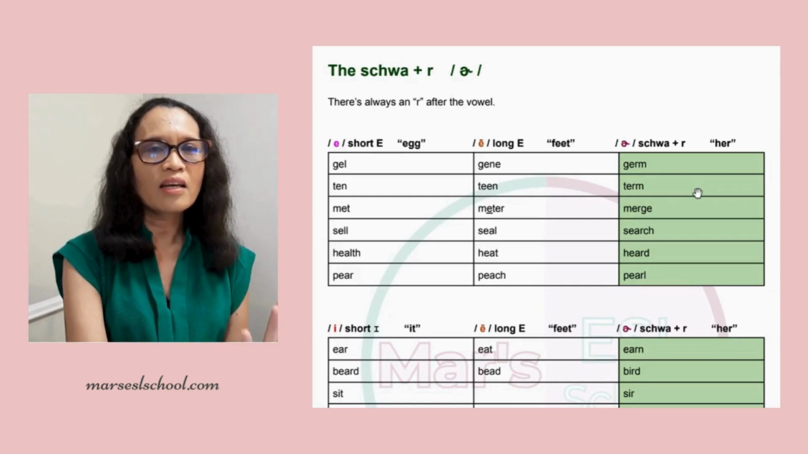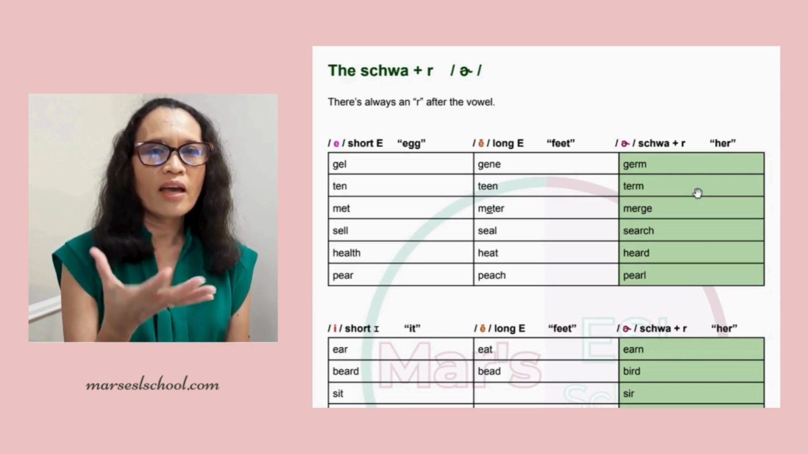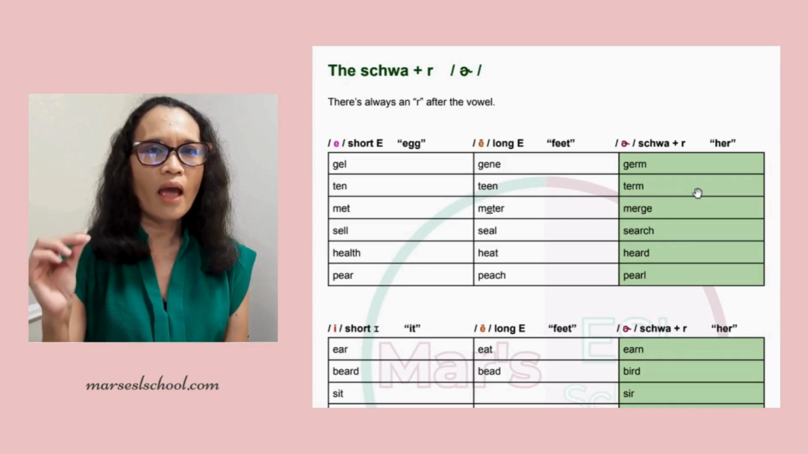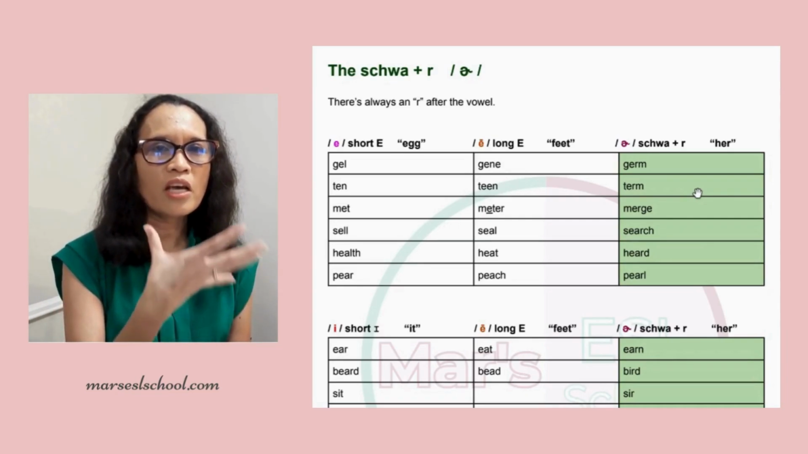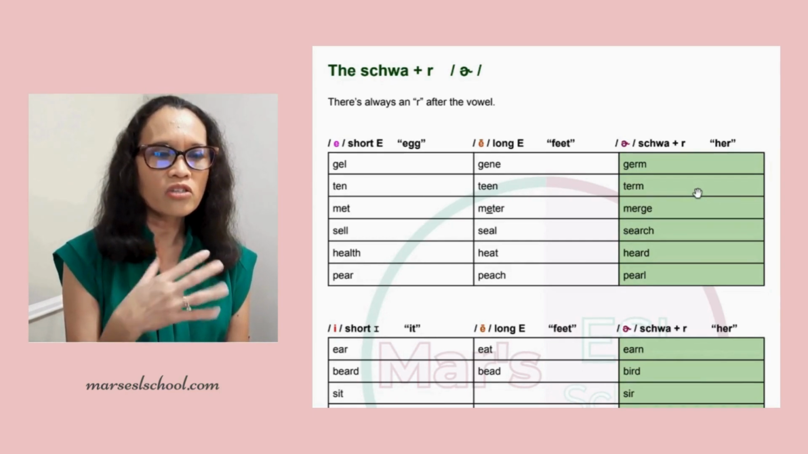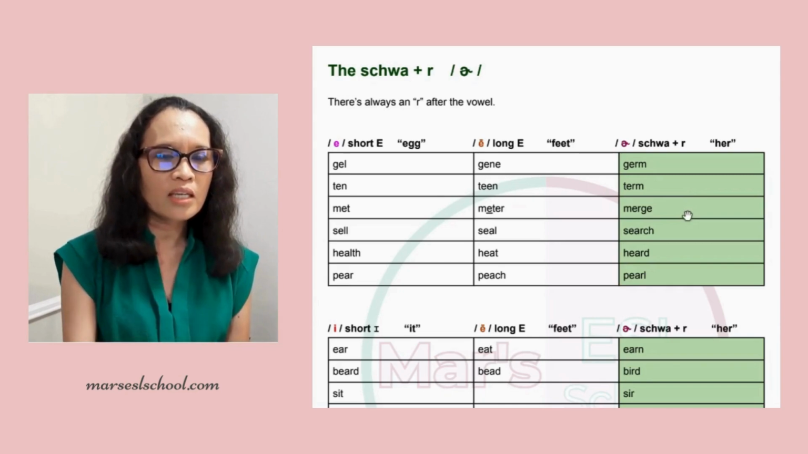So it's not a short E sound, it's a schwa+r. It has a very heavy R sound. The lips are a different shape from where you drop your jaw. This one, you round out your lips. You don't need to drop your jaw, and then just curl your tongue inside. So like in her. So we have ger, germ, term, merge, and we can keep going.